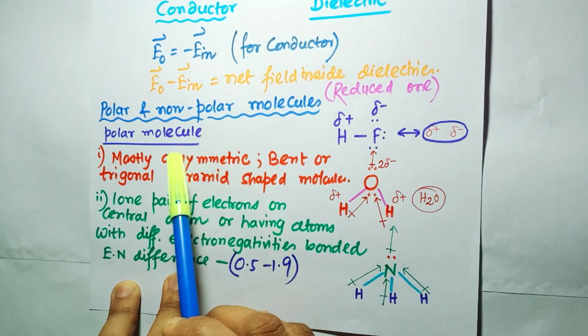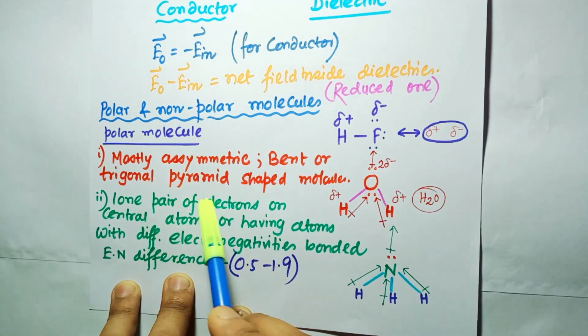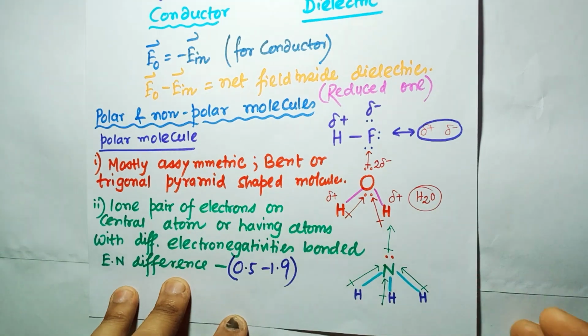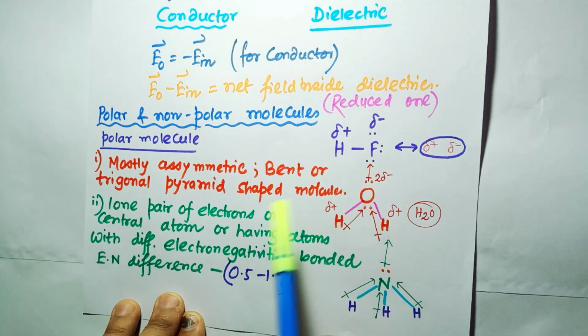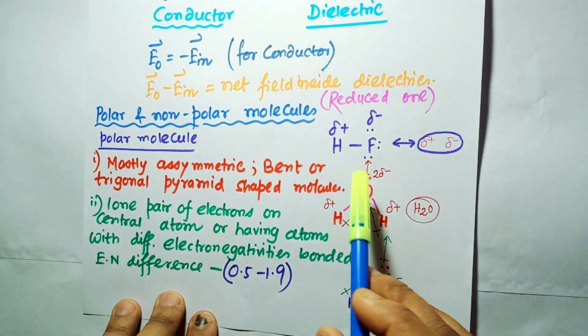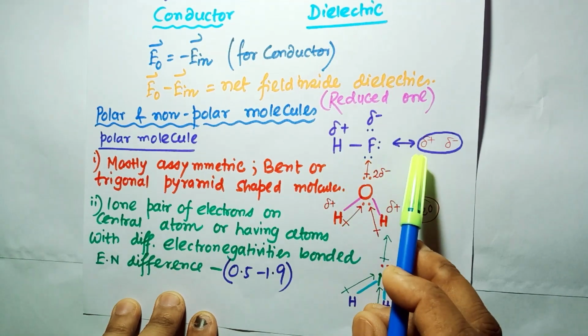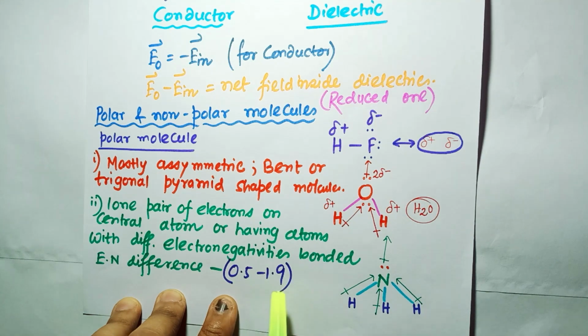Polar molecules are mostly asymmetric, bent or trigonal pyramid shaped molecules. They have this kind of structure, with lone pairs of electrons on the central atom, or atoms with different electronegativities bonded. You can see H and F have different electronegativity, and the difference in electronegativity is quite high, from 0.5 to 1.9.